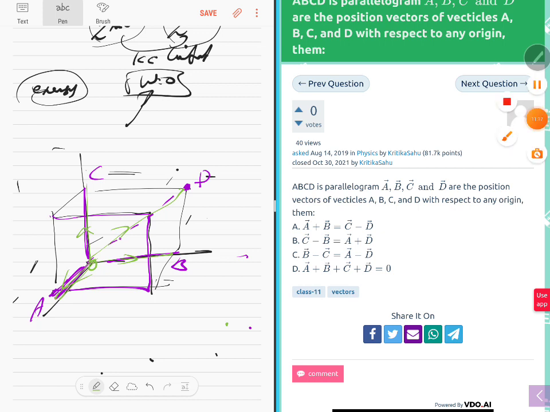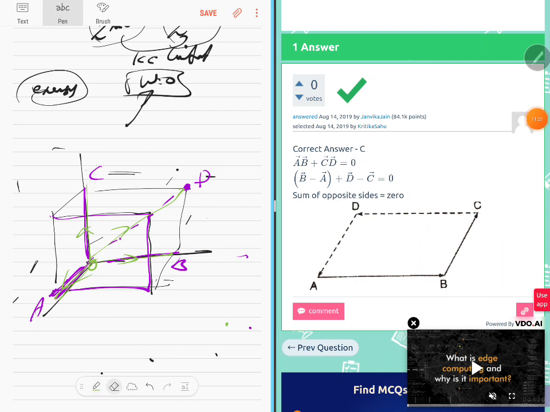Is it recording? Yes, it's recording. So they have not done all this. Okay, so don't have to confuse with all this.